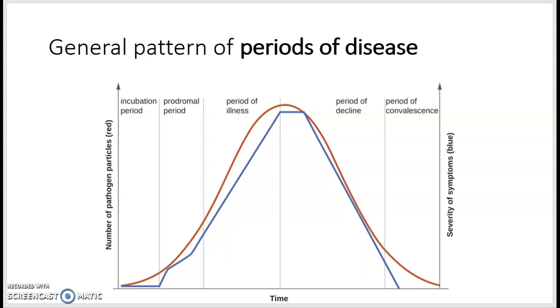Note on this graph that during the increase in the number of the pathogens in the body, symptoms lag slightly behind the pathogen particles. This is because those symptoms are caused by both the pathogens themselves and the body's response to those pathogens. Also, during the period of decline, the symptoms precede slightly the decline in the number of pathogens. Also, during both the incubation period and the period of convalescence, there are no symptoms, yet there are still pathogen particles present in the person.